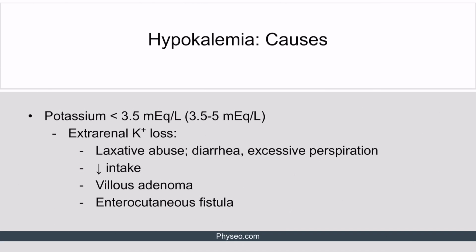Extrarenal potassium loss occurs in laxative abuse, diarrhea, and excessive perspiration. This is because colonic fluid is rich in potassium, so increased frequency of bowel movements will cause potassium wasting. Additionally, sweat contains potassium, which is why excessive perspiration can cause hypokalemia.